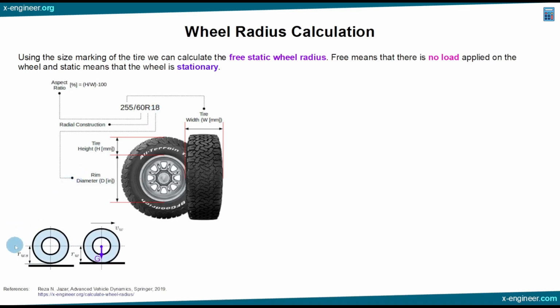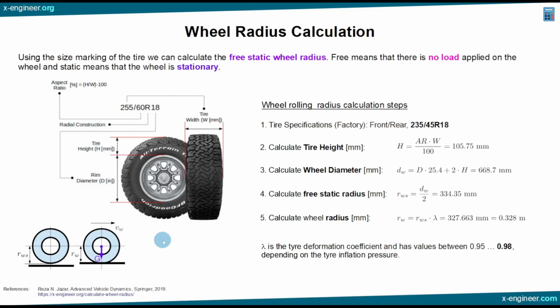Now imagine that the tire is not touching the ground and is in air. RWS is the radius of the tire, and it's static and unloaded. But then if we put the load on, the tire will touch the ground and this radius will become lower because the tire will have a deformation. Also, the rolling radius RW is influenced by the speed of the vehicle. The way to calculate the wheel rolling radius is the following.